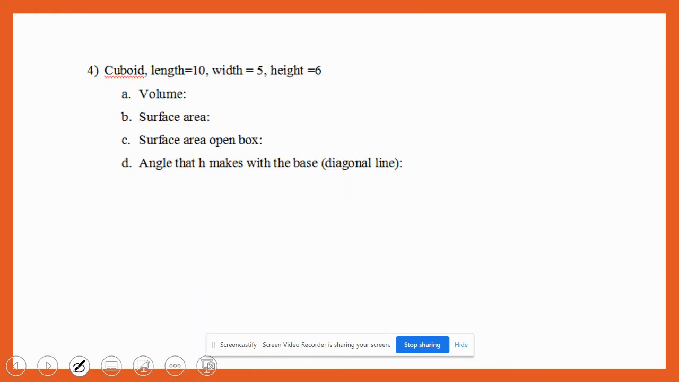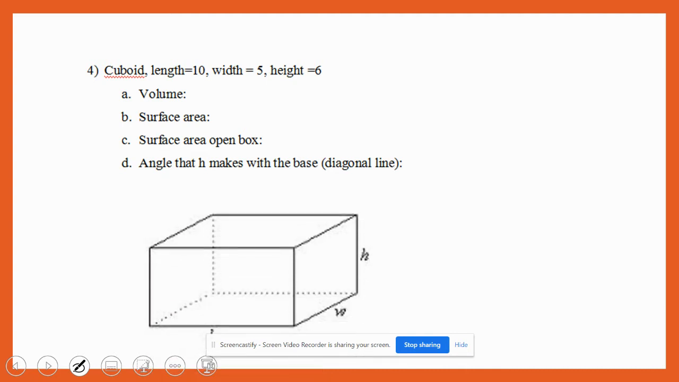Again, make sure you're pausing to make this drawing. So cuboid, it's the name of a rectangular prism. We would call it a rectangular prism. Everybody else calls it a cuboid. It's not a cube. It can be. So volume, length times width times height.